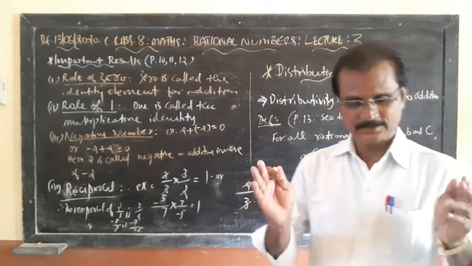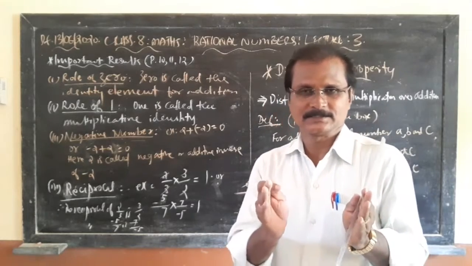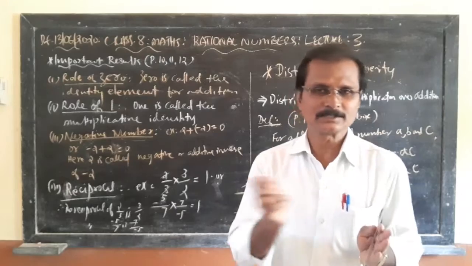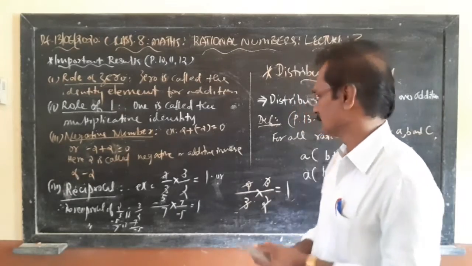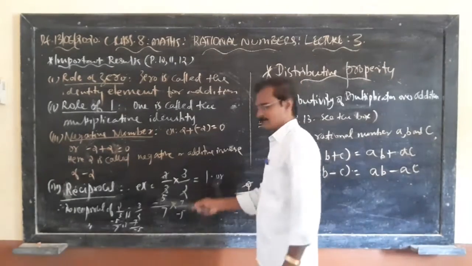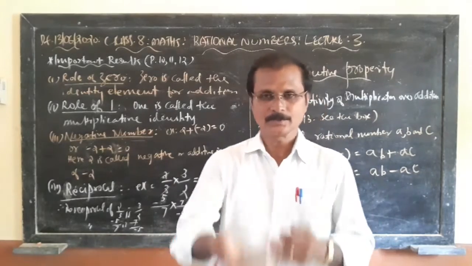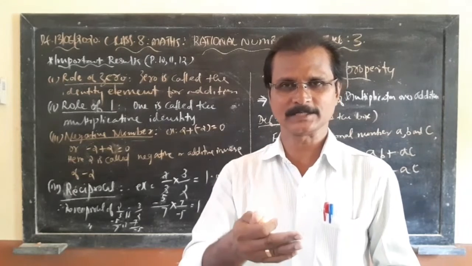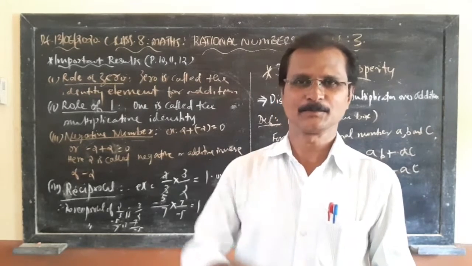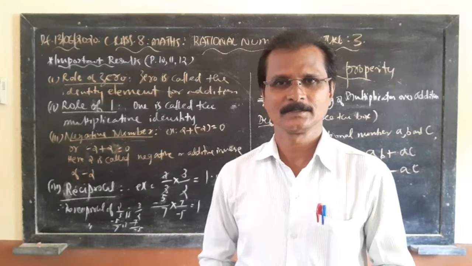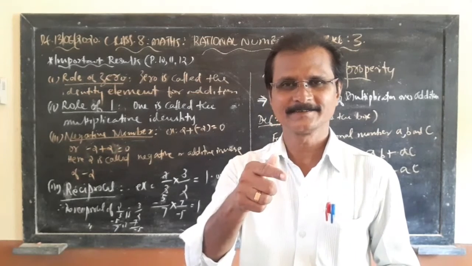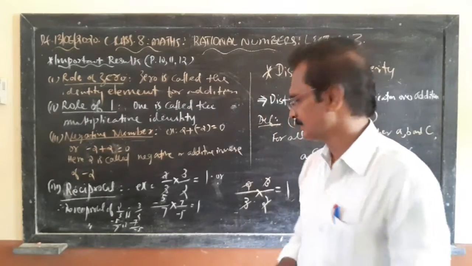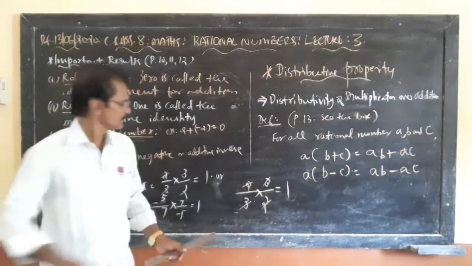So when you multiply any two numbers and your answer is 1, then you can say these two numbers are reciprocals. The simplest way is to change numerator and denominator. 2 upon 3, reciprocal 3 upon 2. 1 by 3, 3 by 1. 2 by 7, another example, very easy.